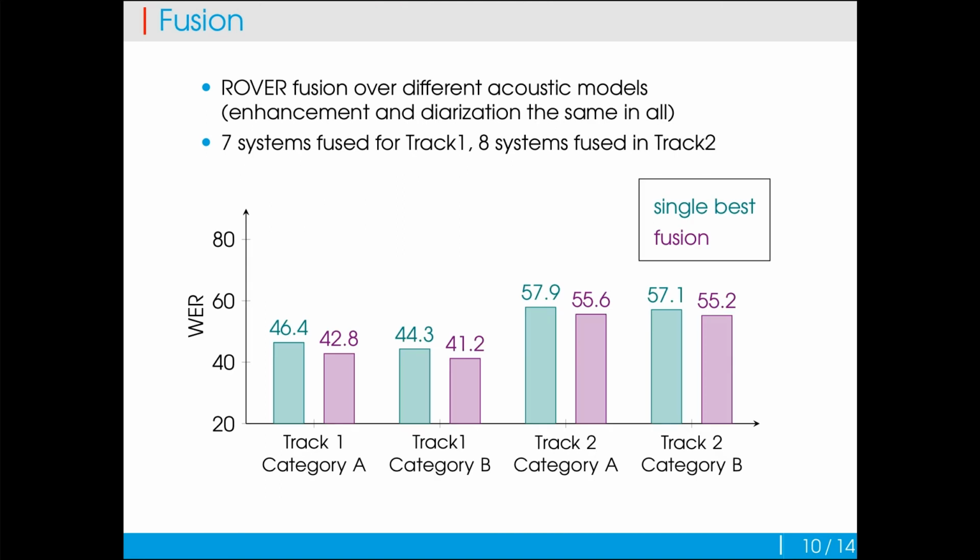Finally, we fused multiple models. We used ROVER fusion over different acoustic models, so in all of them, diarization and enhancement is kept the same, only the acoustic models differ. We used 7 systems for track 1 and 8 systems for track 2. You can look into the paper for more details, but they are basically the systems which you have seen previously in these slides. Here in this plot, you can see the difference between the single best systems and the fused systems for all of the categories.